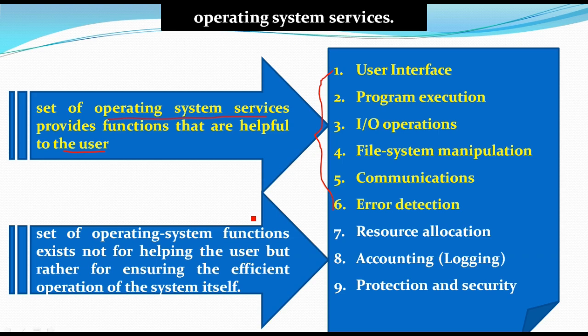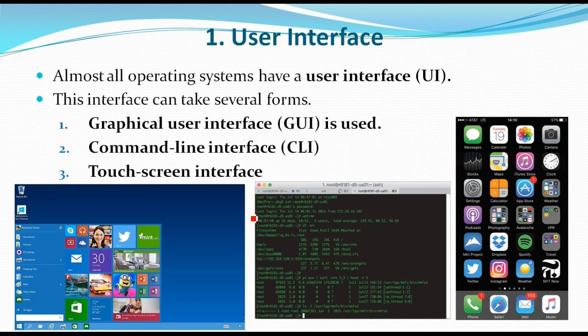Now, the first one is the user interface. Almost all operating systems have user interfaces, like if you are using Windows, Linux, Mac, iOS, or any kind of operating system. That operating system provides you the user interface. That interface might be GUI, CLI, or touch screen interface.